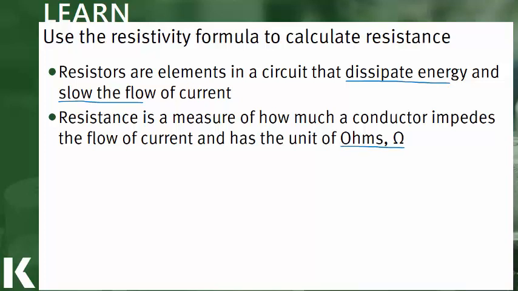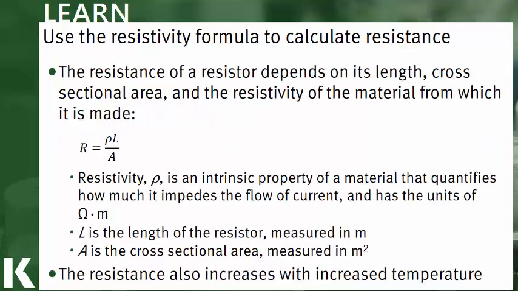Now let's take a look at some of the properties that affect the resistance of a resistor. And it all comes down to this formula. So we're looking at R, which is the resistance of our resistor, and it depends on several physical properties of the resistor. The first one is ρ, which is the resistivity. This is an intrinsic property of the material from which the resistor is made. So the greater the resistivity of the material, the greater it inherently impedes the flow of current.